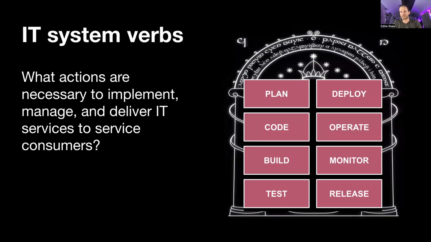So these are some of the general actions in the form of verbs right here that organizations perform to deliver IT services to their service consumers, be that machine or human or dwarf. You've probably seen these verbs before in that infinity symbol CI/CD diagram. If you've Googled that, it's very common. The difference between traditional ops versus DevOps versus the GitOps models is in the how and the who of these verbs right here. So how do different organizations perform the actions necessary to implement, manage, and deliver their IT services to service consumers? And that's primarily what's going to make the difference between these models.